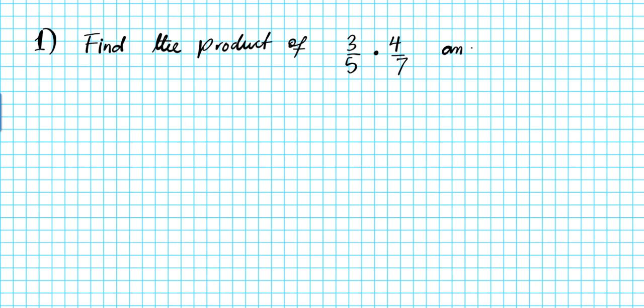All right, let's take a look at question number 1. What if you're asked to find a product? Find a product of 3/5 times 4/7 and reduce completely.